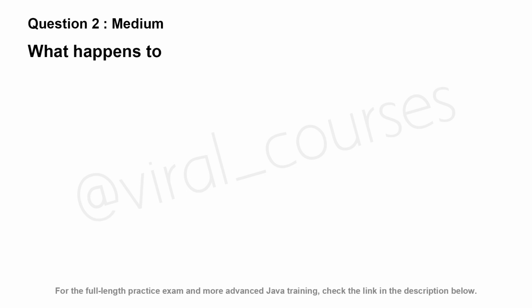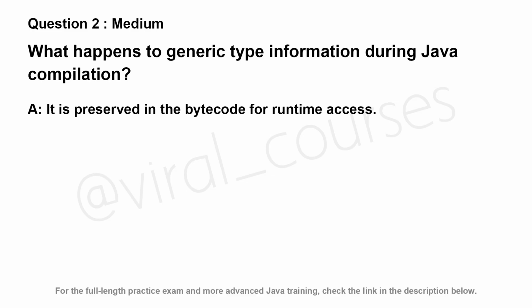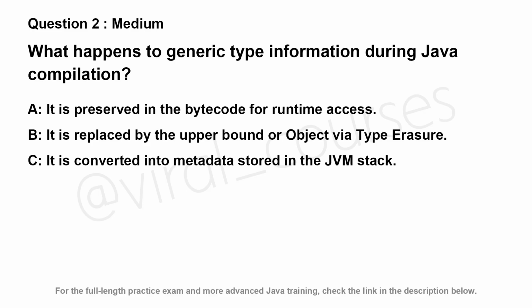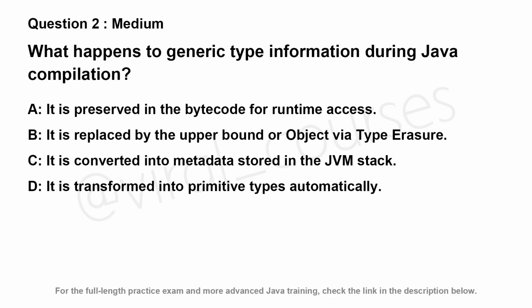What happens to generic type information during Java compilation? Option A. It is preserved in the bytecode for runtime access. Option B. It is replaced by the upper bound or Object via type erasure. Option C. It is converted into metadata stored in the JVM stack. Option D. It is transformed into primitive types automatically.